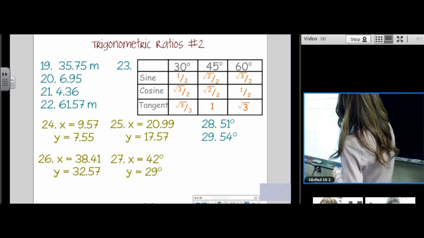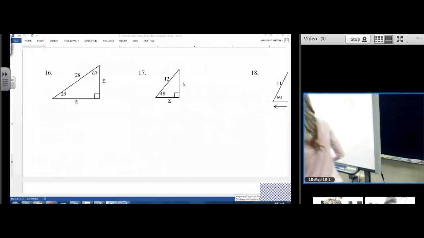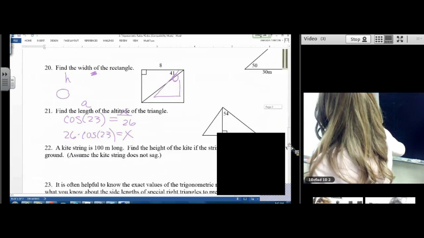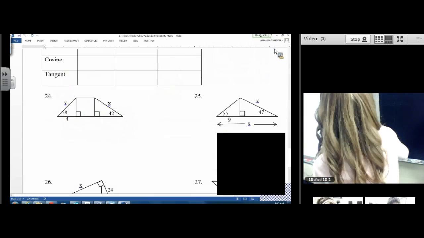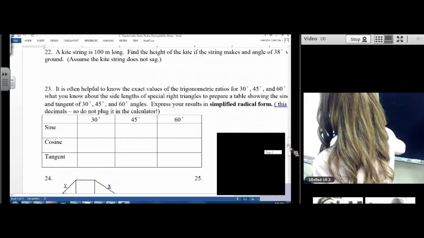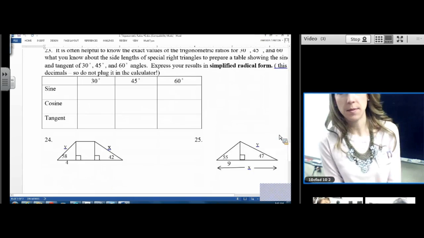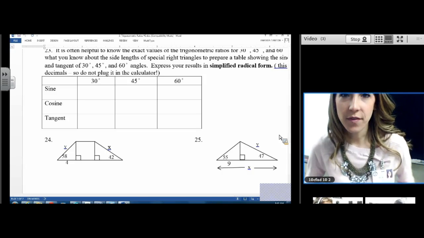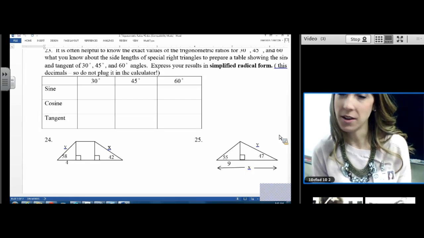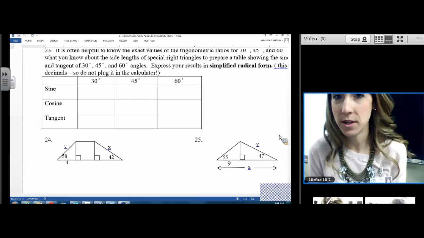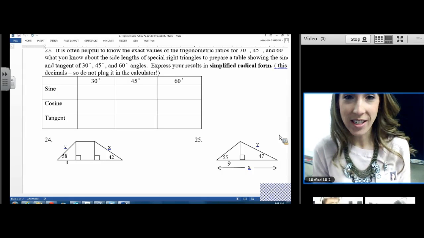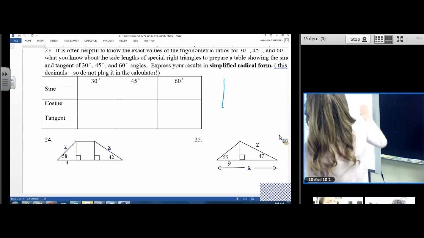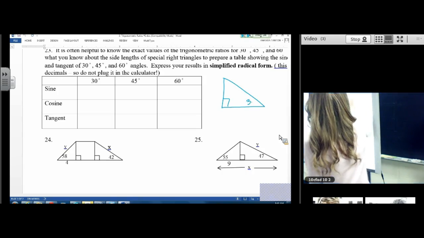So I was asked about 23, but we went over that in a lot of the classes yesterday. Let's see. 23 is, remember how we talked about yesterday how you can do trig without a calculator if you have a special right triangle. You can't find the sine of 21 degrees without a calculator, but you can find the sine of 30 degrees without a calculator. And the way that you do that is you draw a 30, 60, 90 triangle to help you out.